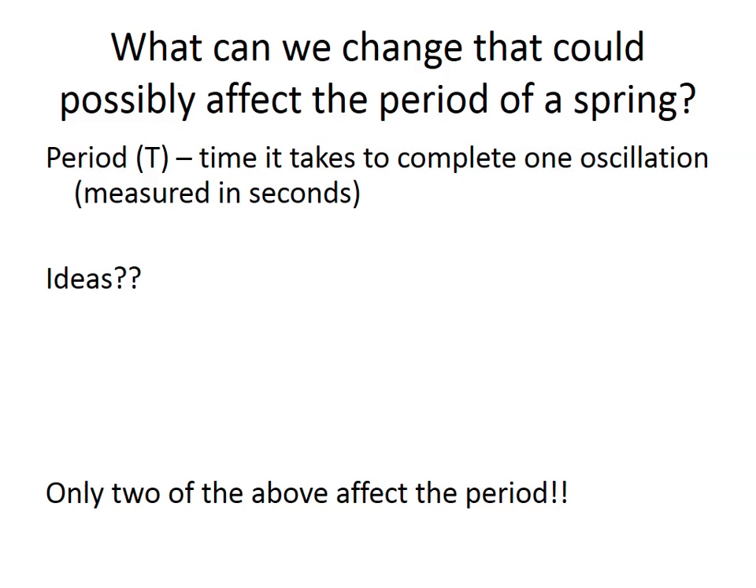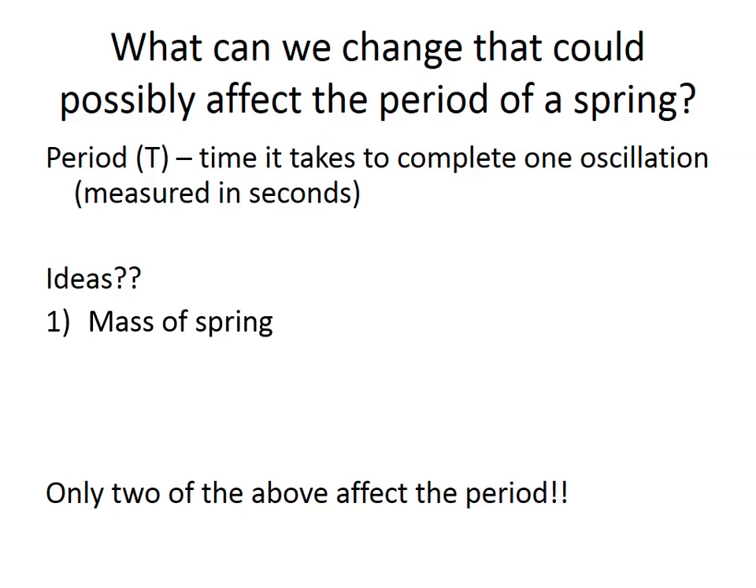What can we change about a spring? Now we're getting to period. Period is the time it takes to complete one whole oscillation. What can we change that could possibly affect the period of a spring? We'll pull the object away from equilibrium, let go, and it's going to start oscillating back and forth, up and down, or left and right.